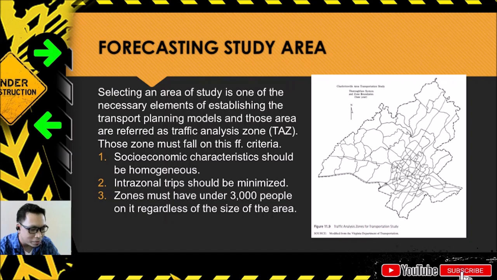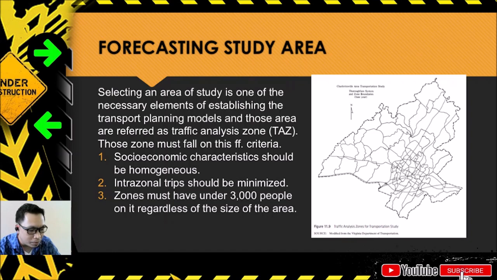First is the socio-economic characteristics should be homogeneous, no? Socio-economic, let us say ma-categorize na sila into different classes of income, no? Let us say low income, middle income, and higher income nga household, no? Okay, so by this, another criteria we must consider is that the intrazonal trips should be minimized. If we say intrazonal trips, kanang trips that is outside the boundary, no.